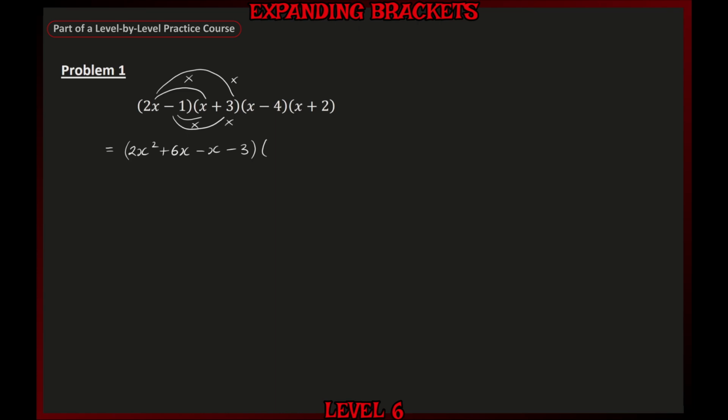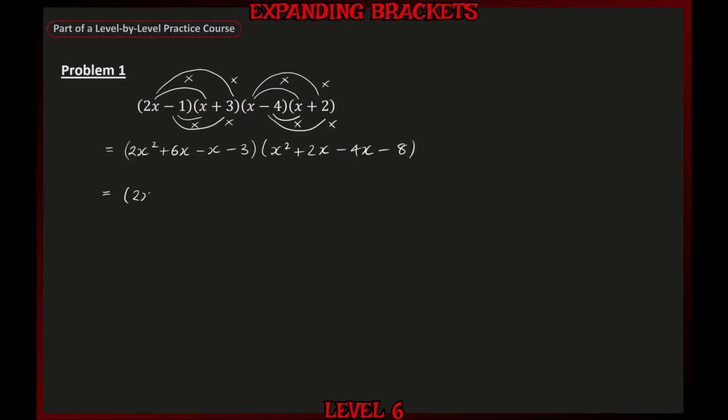other two. So looking at the final two brackets, we have x times x, which is x squared, x multiplied by 2, which is plus 2x, minus 4 multiplied by x is minus 4x, and finally minus 4 multiplied by 2 is minus 8. We can now simplify each of these brackets by collecting together the like terms.